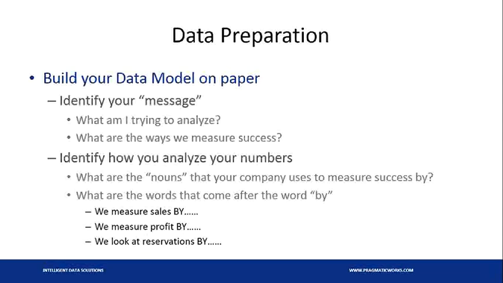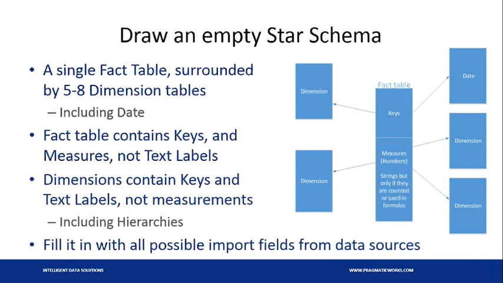If you've done that correctly, what I tell my customers is draw an empty star schema. Draw something that looks exactly like these blue boxes that I have on the screen. Put it on a piece of paper. You'll notice that what I have there is a fact table that has keys and numbers, and that's all it has in it. And I have dimensions surrounding it. I have 5. Our recommendation is 3 to 8. Try not to have more than 8. If you do, it starts getting a little unwieldy for the people that use Excel.